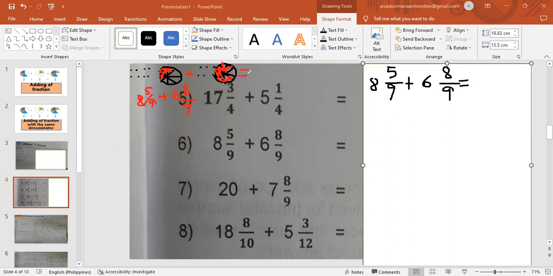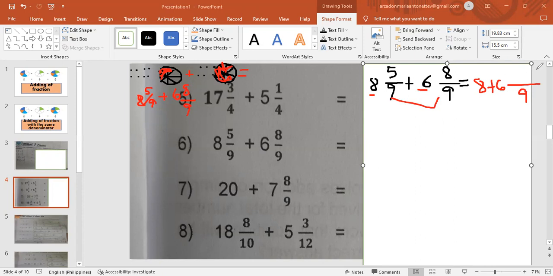Now, what will be the result if you combine these two illustrations together? So, look, what is our rule again? Just simply copy the whole number. 8 plus 6. Then, decide now if the denominator is the same. So, what do you think, class? 9 and 9, are they the same? Yes, they are the same. So, just simply copy 9 here. Okay, we don't need to find the common denominator of the two because it's already the same.